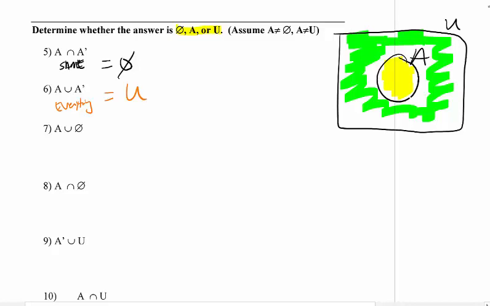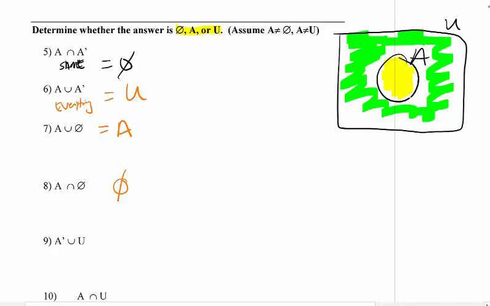Number 7, A union empty set, which is put everything in. Well, empty set is nothing, so it doesn't change any values. Number 8, A intersect empty set, which is saying what's the same between these. Well, empty set has nothing, so nothing can be the same.